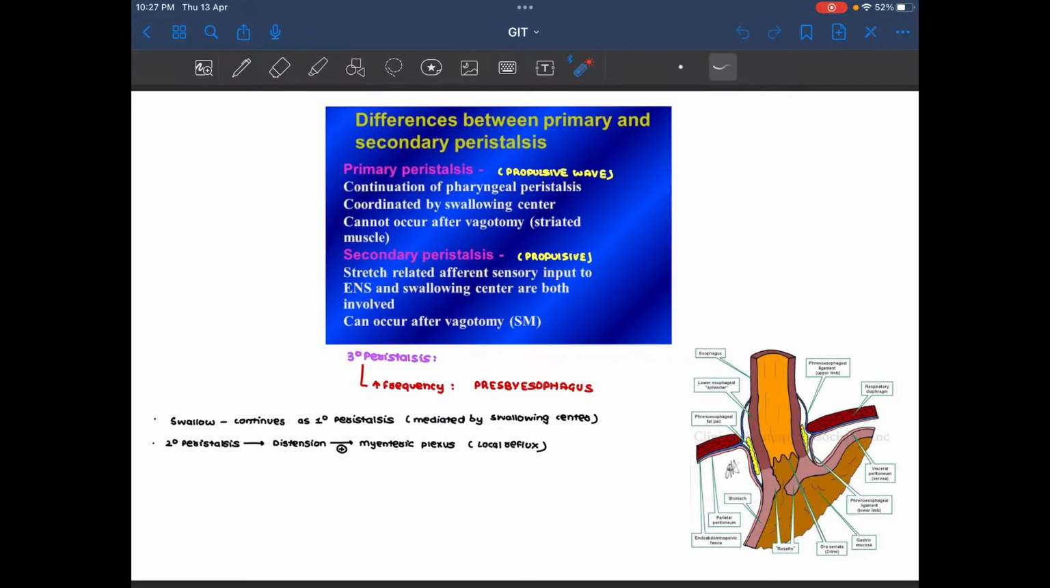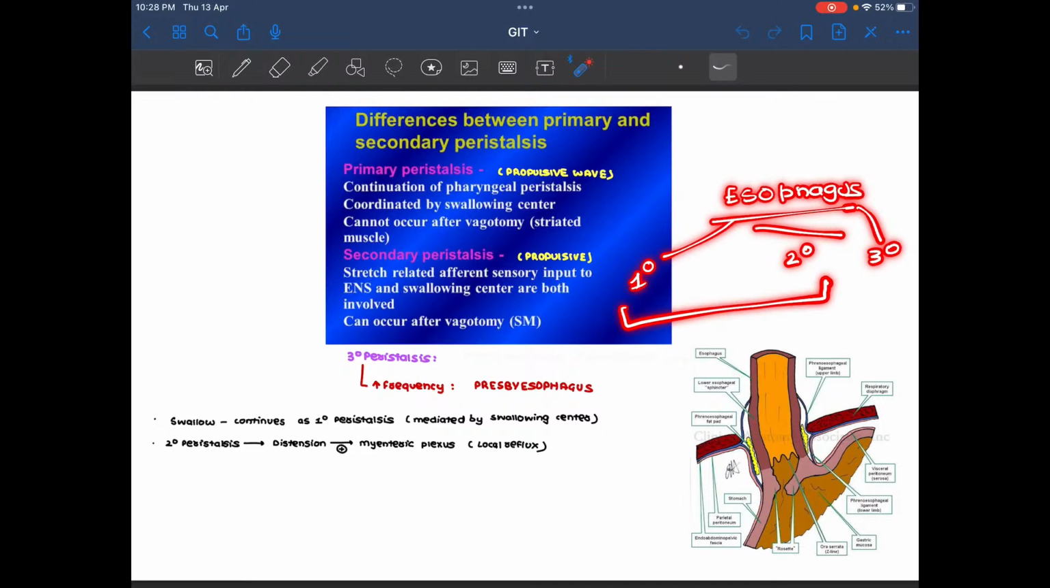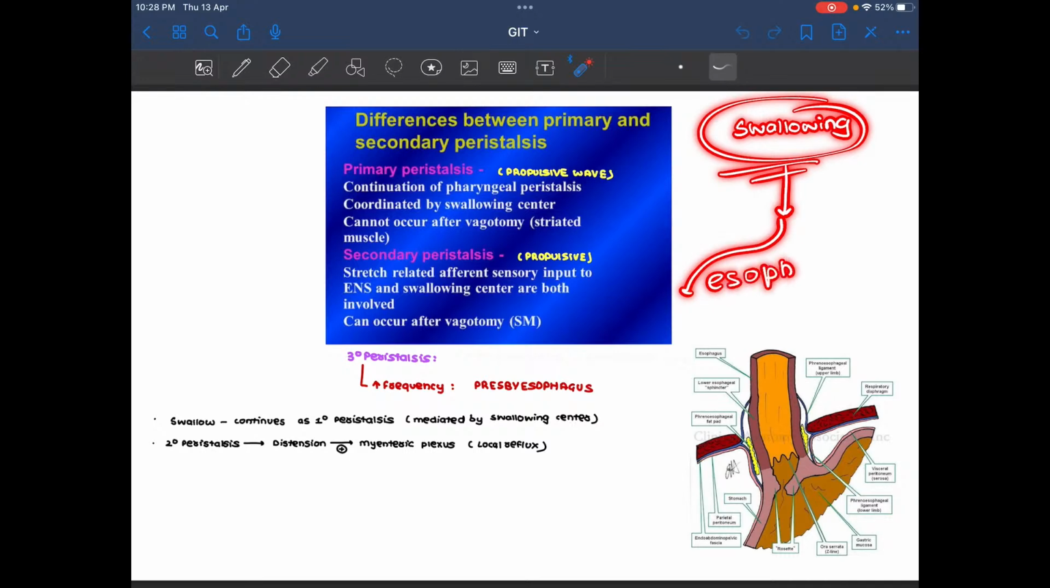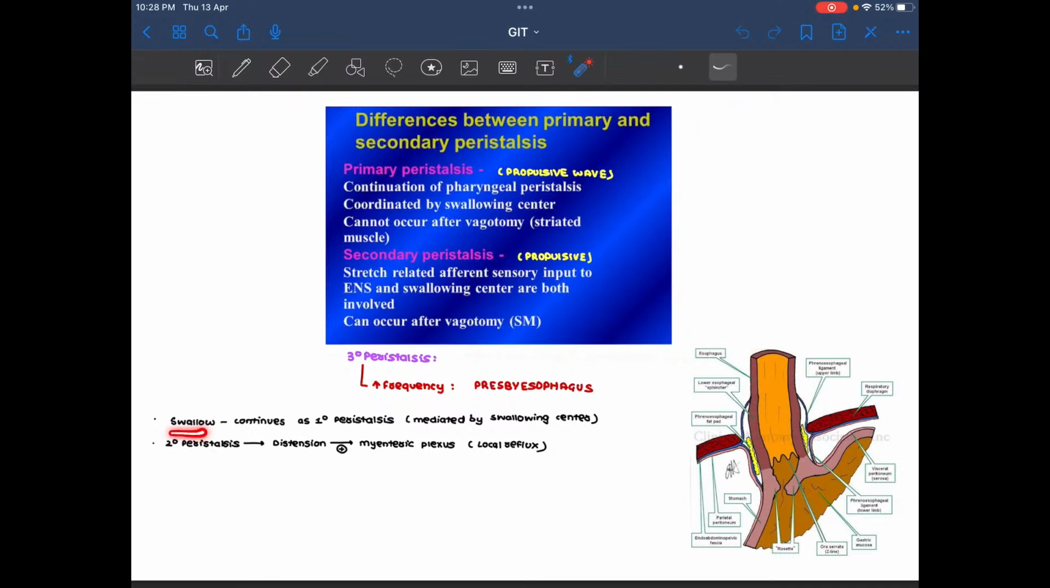Okay. Just remember one more thing. Whenever we talk about the esophagus, esophagus has actually two types of peristalsis. You have a primary peristalsis, there's a secondary peristalsis, and sometimes there's also a tertiary peristalsis. We're going to talk about the former two, primary and secondary. So primary peristalsis is nothing but the swallowing that you have just done via the swallowing center which is present in the medulla oblongata. Its continuation, it's being carried forward by the esophagus as primary peristalsis. So someone asks you, swallowing continues as your primary peristalsis.